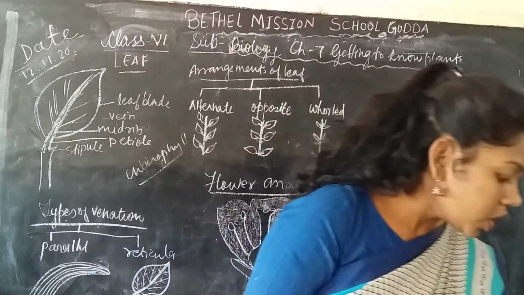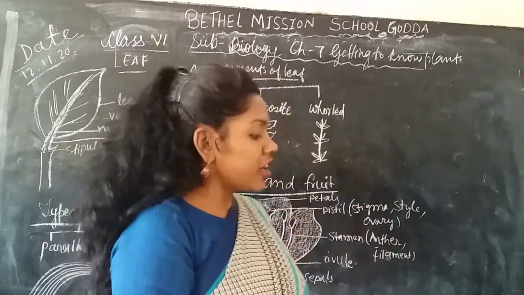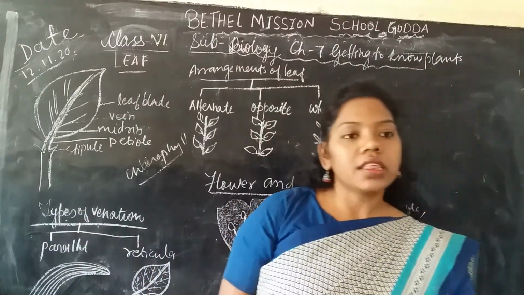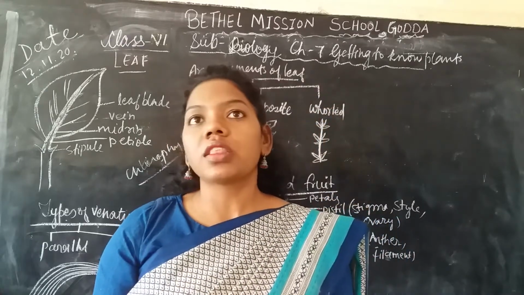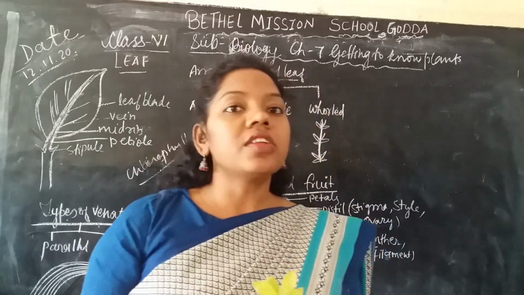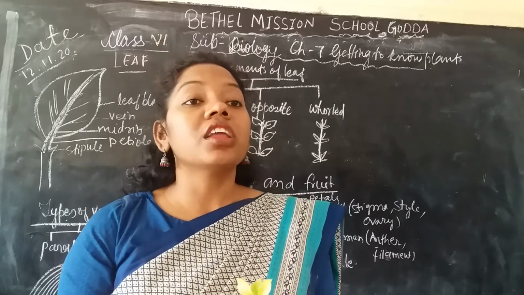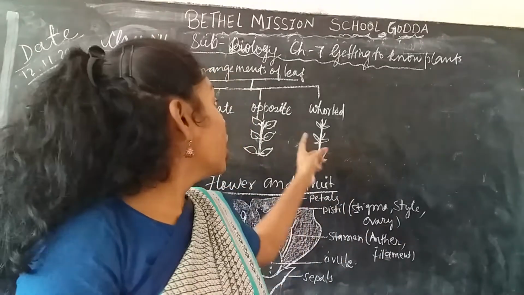Okay, so next is the roll arrangement. Sometimes in some grasses, you can see the leaf is arranged in a rolled way.